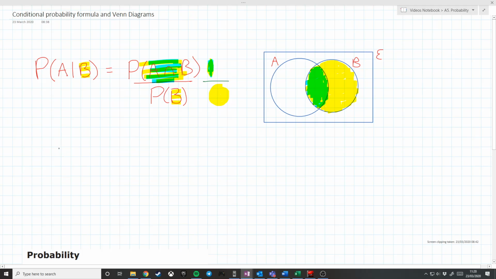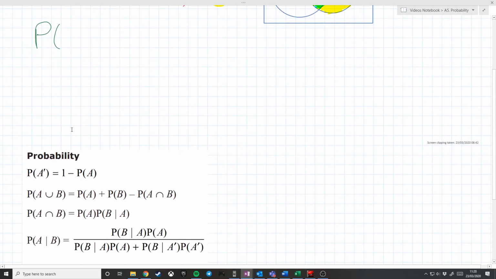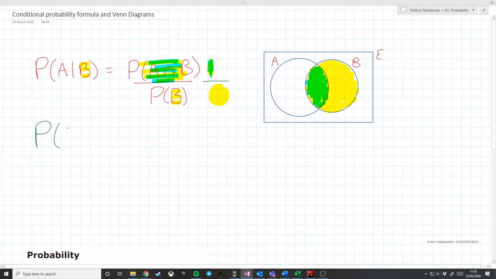Now, actually, it can be rearranged. We can multiply both sides, and we can see that it becomes the probability of B multiplied by the probability of A given B is equal to the probability of A intersect B. So this is if it is dependent, because with conditional probability, the probability of A changes the probability of B. So this is when it is dependent.